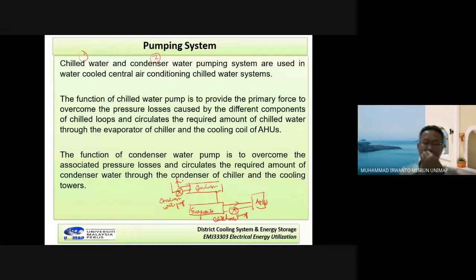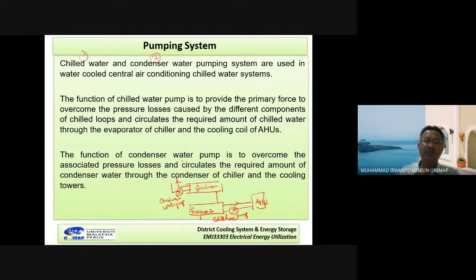The first, we want to see the function of the chill water pump. We know in here it flows the chill water from the evaporator to the AHU and then back through this pipe, entering this evaporator. And then the condenser water pump has the function to flow the water from the condenser to the cooling tower and then back through this pipe, entering this condenser again.